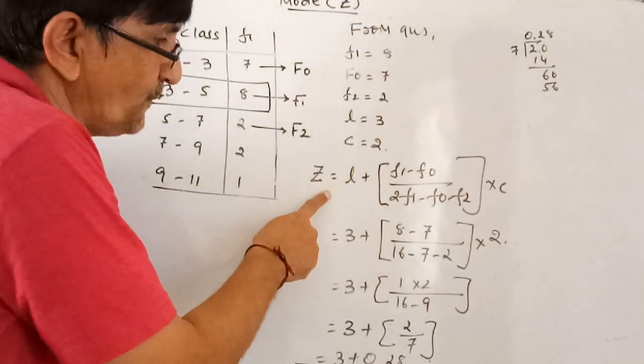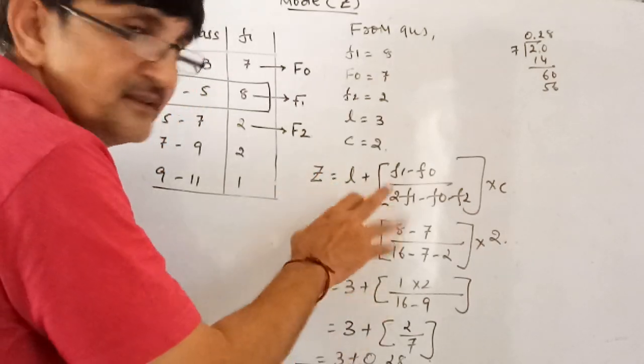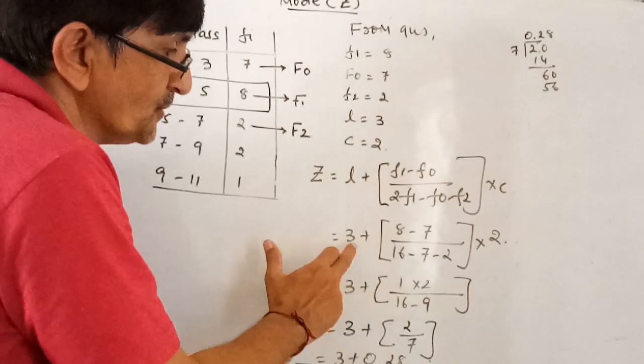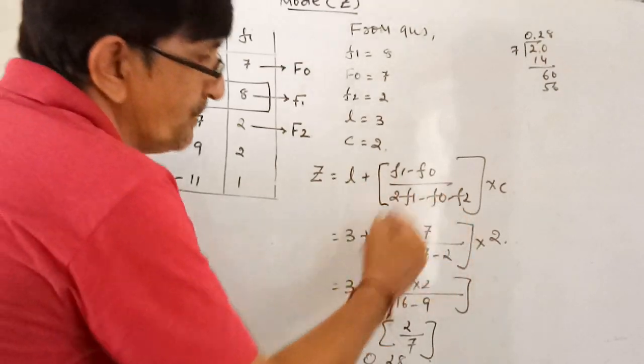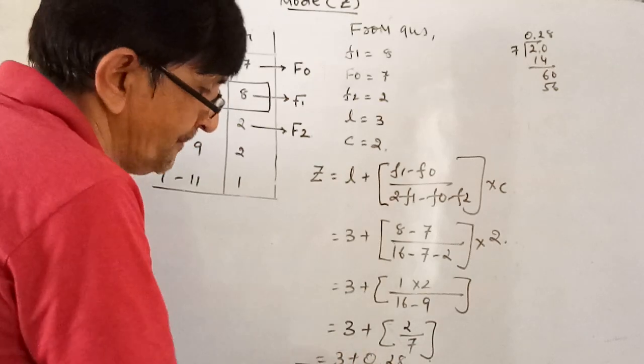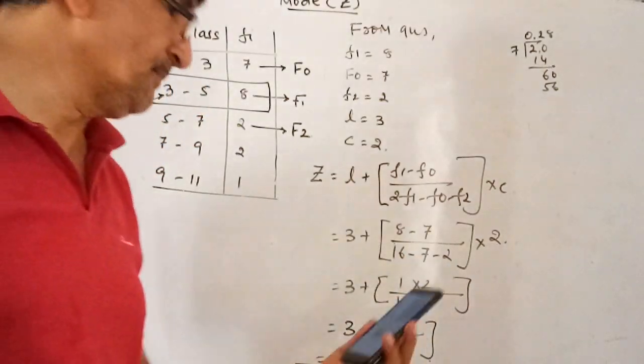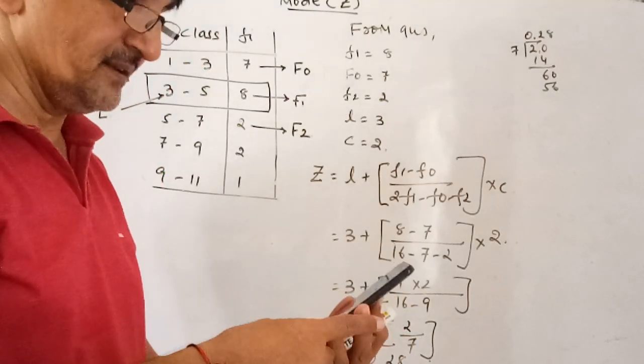You have to use this formula and then simplify. Do the simplification in the same manner. Don't add 3 first. Simplify this block into decimal form, up to the last digit, and then add it to L. So that will be the simplest method.